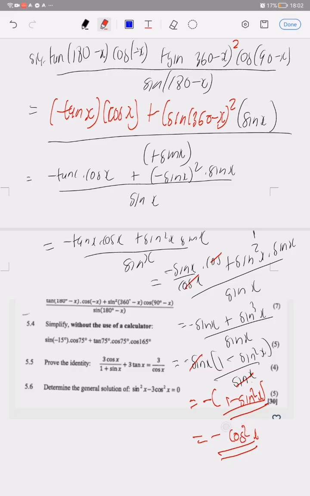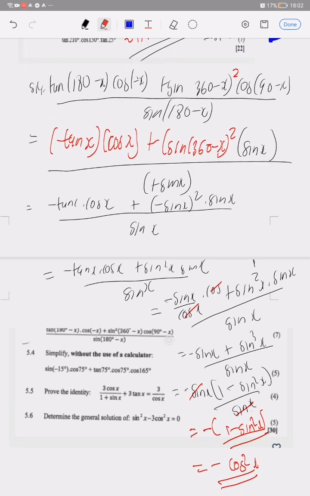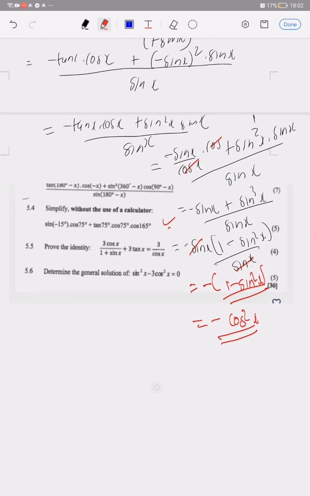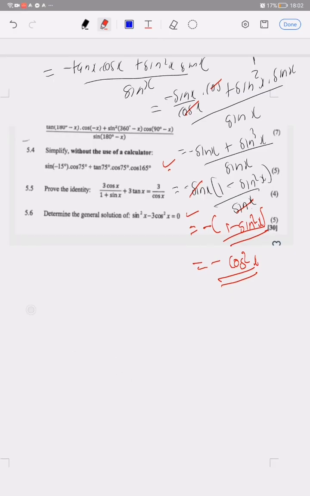Okay, then let's do 5.5, is it 5.5? This one we haven't done yet, right? So let's do 5.5, and we'll cover the other ones in the next chapter. So let's do 5.5, then we call it a day.